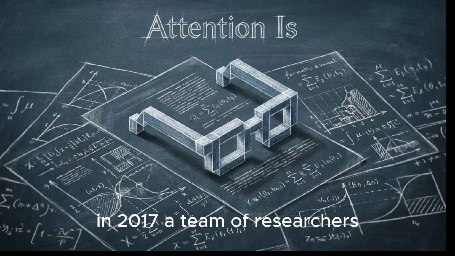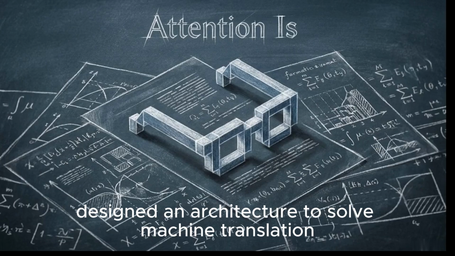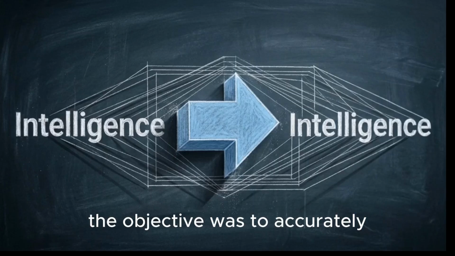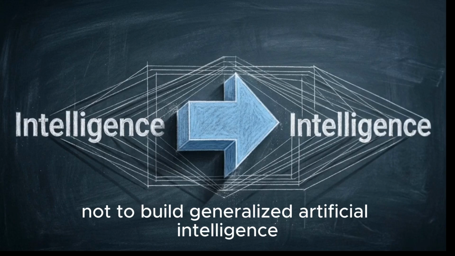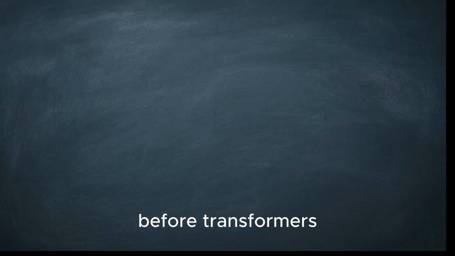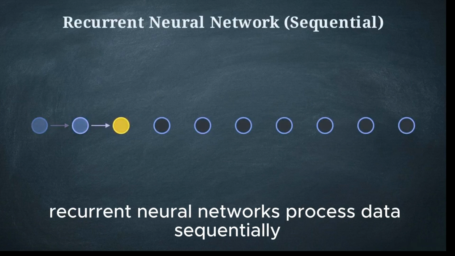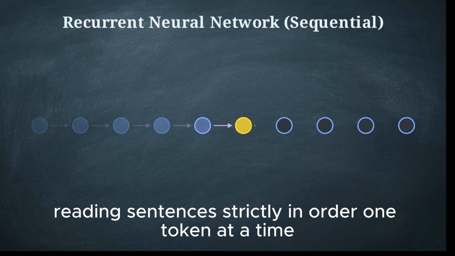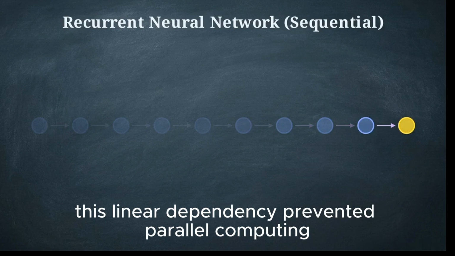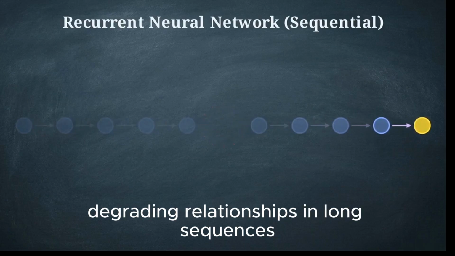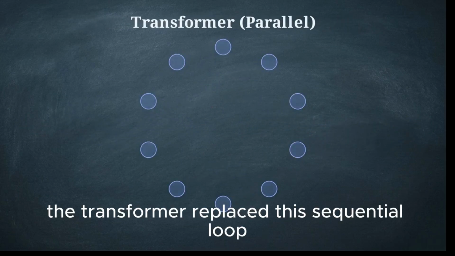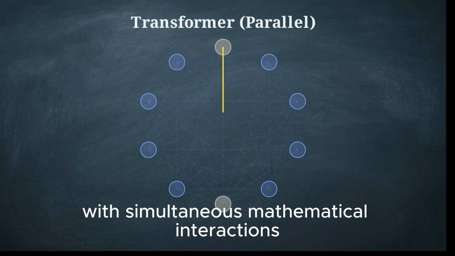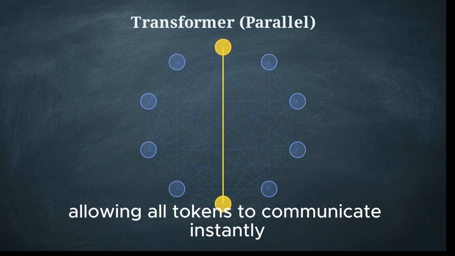In 2017, a team of researchers designed an architecture to solve machine translation. The objective was to accurately convert text from one language to another, not to build generalized artificial intelligence. Before transformers, recurrent neural networks processed data sequentially, reading sentences strictly in order, one token at a time. This linear dependency prevented parallel computing, degrading relationships in long sequences. The transformer replaced this sequential loop with simultaneous mathematical interactions, allowing all tokens to communicate instantly.